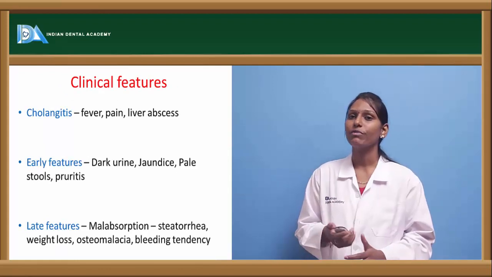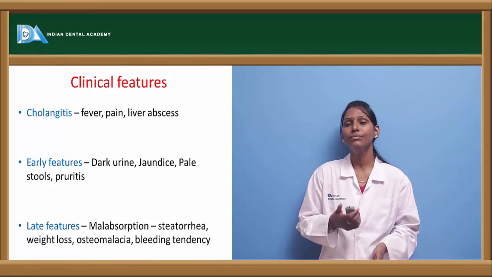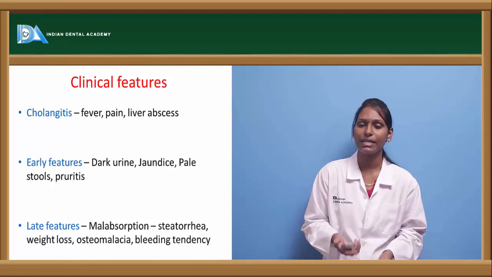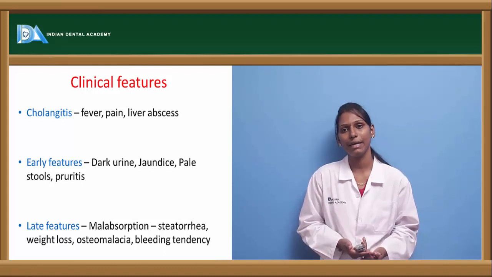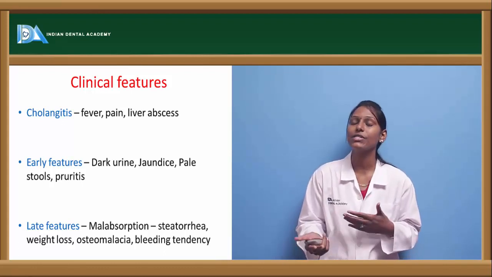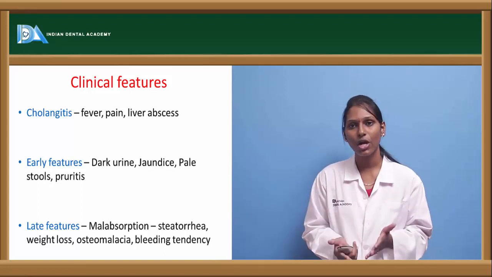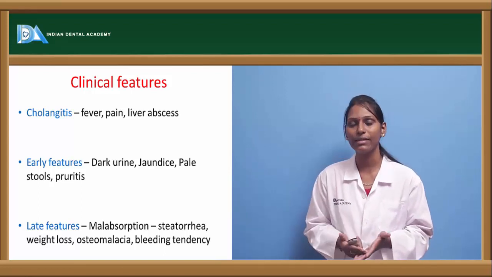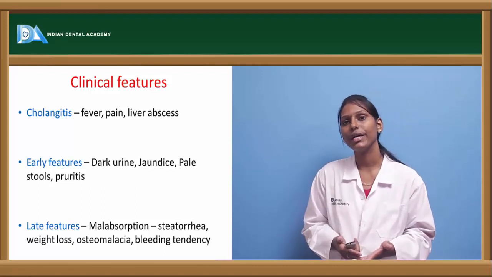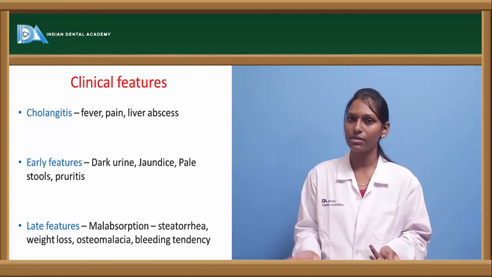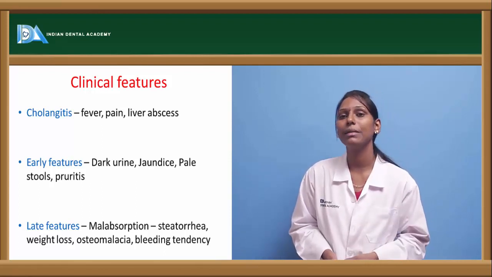Various clinical features of obstructive jaundice include cholestasis or cholangitis. If it is cholangitis, that is inflammation is present, then it can result in fever, pain and liver abscess. There are early features and late features. Early features include dark urine, jaundice, pale stools and pruritus. Late manifestations include malabsorption, steatorrhea, that is excretion of fat in the stools, weight loss, osteomalacia, and patients will also have a severe bleeding tendency.